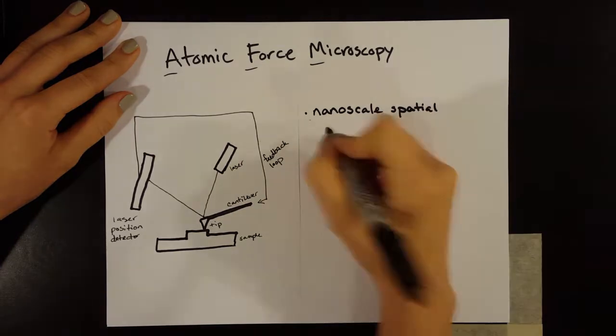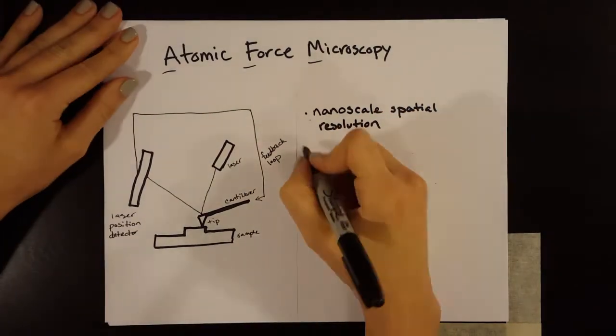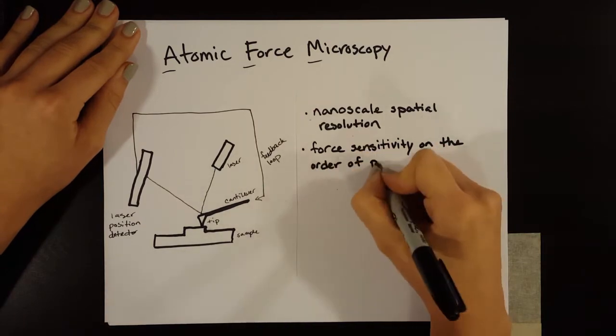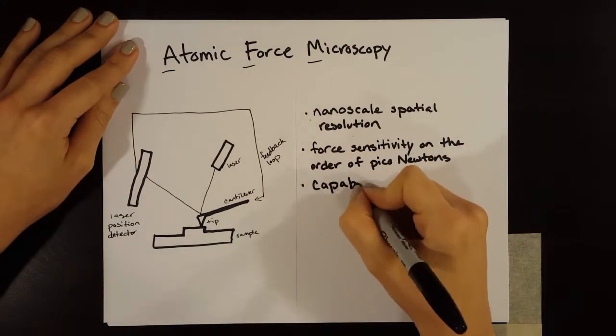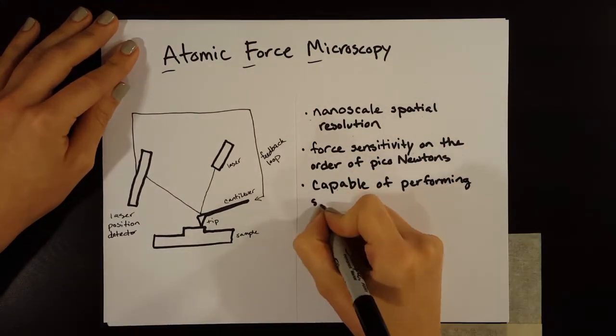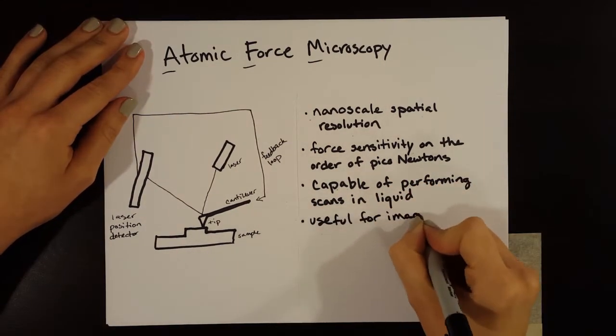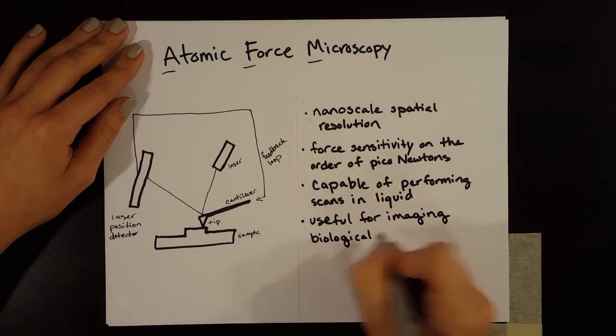Some features that make AFM a good fit for use in analyzing chemical reactions are that it has spatial resolution at the nanoscale, has force sensitivity on the order of piconewtons, can be operated in liquid, and is regularly used already with biological samples.